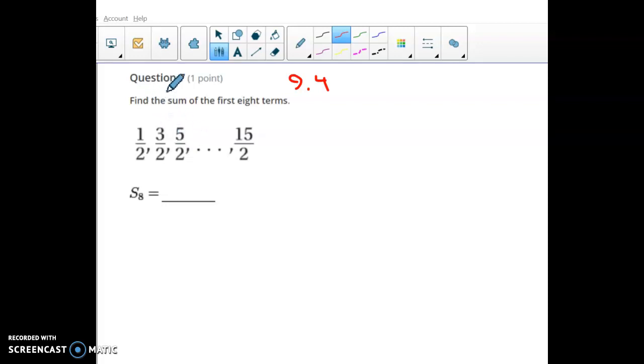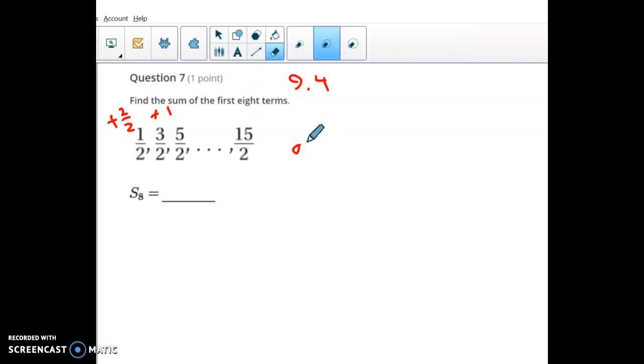Okay, this video is to help with question 7 from assignment 9.4, finding the sum of these terms. And it looks like we're adding 2 over 2 each time, which is 1, like adding 1. This is an arithmetic series. And to find the sum of an arithmetic series, there's a formula, right? This whole chapter is just a bunch of formulas.